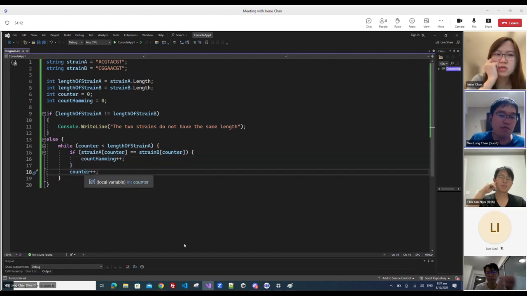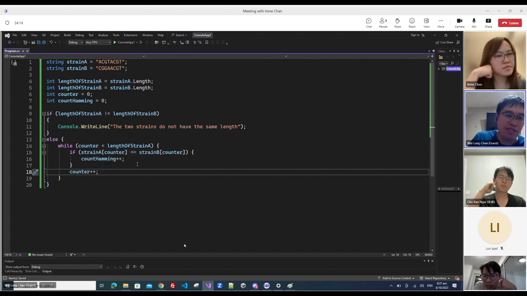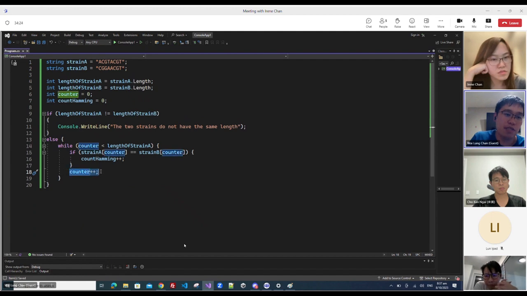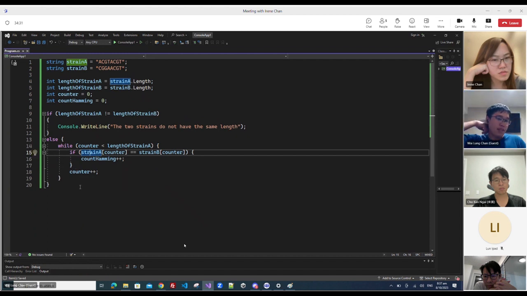I think we have to put the counter increment after the if statement, because if we put counter plus plus in front of the statement, it will never compare the first one, because the first is 0. If we do counter plus plus, it will get 1 here and never compare 0. So we have to put the counter at the back of the if statement. So yeah, we can try.